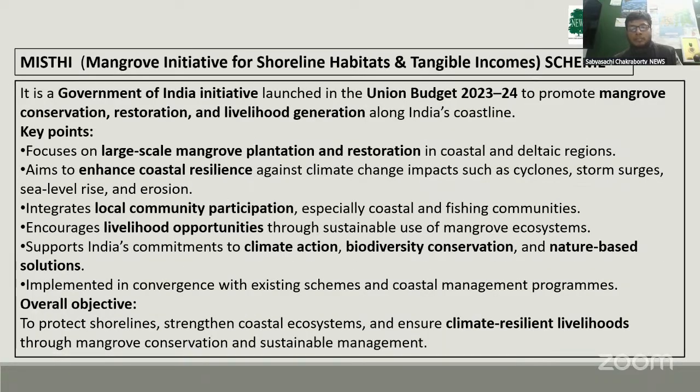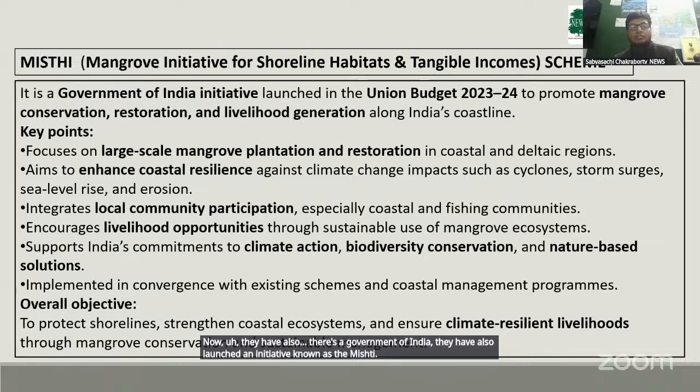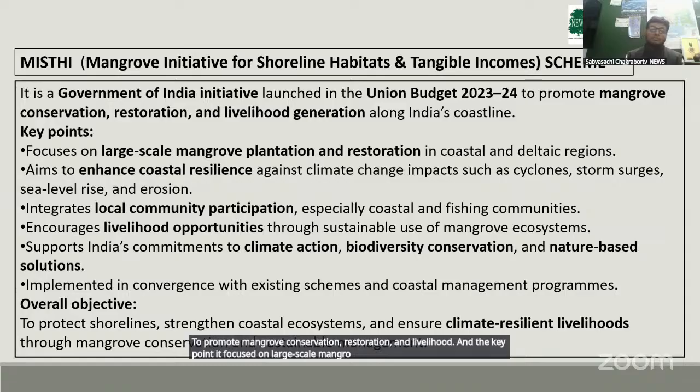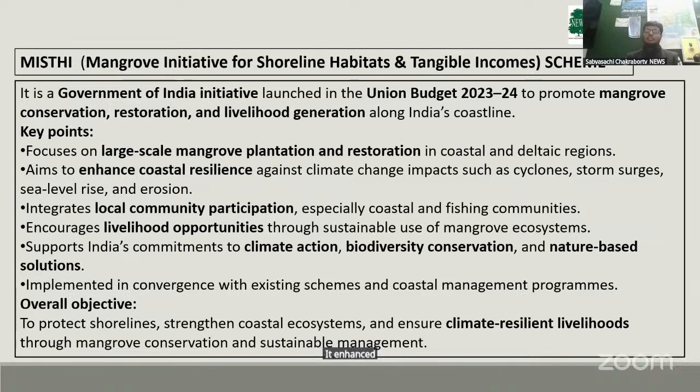They have also launched an initiative known as the MISTI, the Mangrove Initiative for Shoreline Habitats and Tangible Incomes. This was launched by the Government of India in the Union Budget 2023-2024 to promote mangrove conservation, restoration, and livelihood. The key point is that it focuses on large scale mangrove plantation and restoration in coastal and deltaic areas. It enhances coastal resilience against climate change.